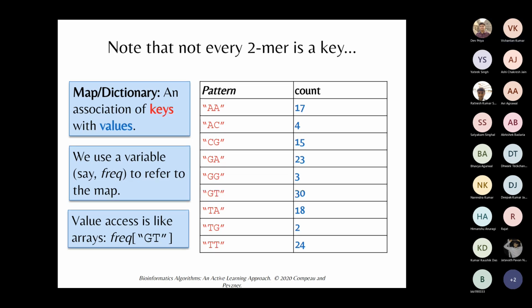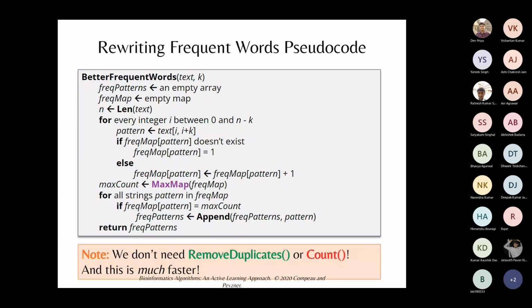All right. So note that in this particular dictionary, not every k-mer is here, right? So how many k-mers can you expect in a dictionary which is fully populated? 16. Good.